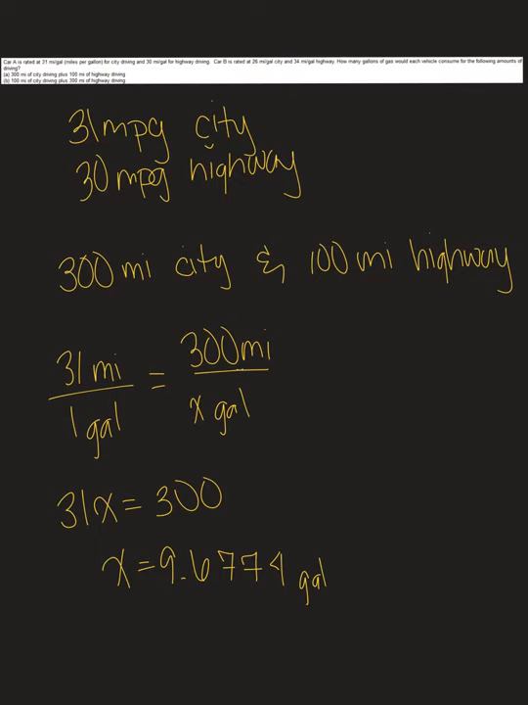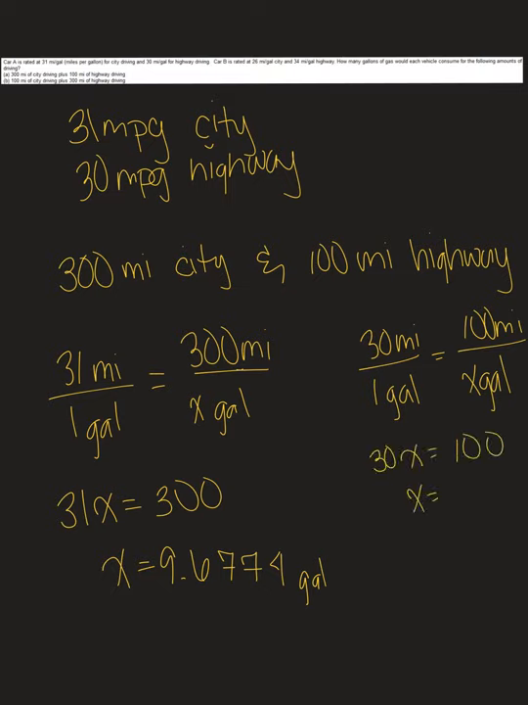And then I'm going to do the same thing for highway miles. So I have 30 miles per gallon equals 100 miles over x gallons. So cross multiply to solve. So 30x equals 100. Divide by 30. Again, do not round until the end. So 100 divided by 30 gives you that 3.333.